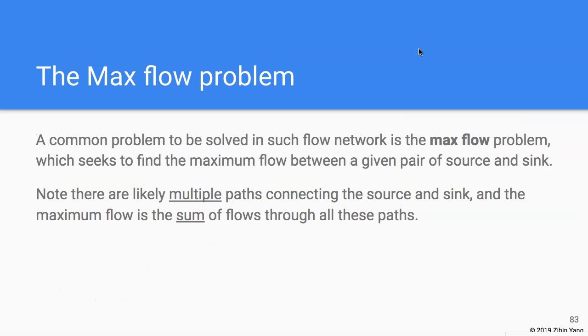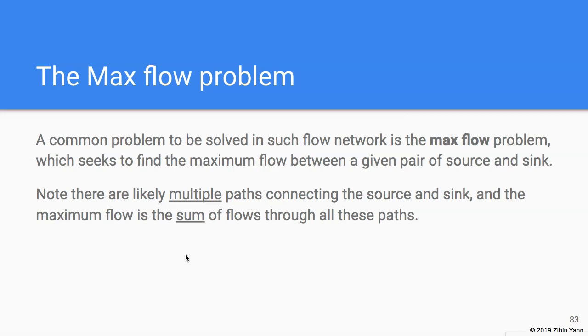With a flow network, one of the most common problems we want to solve is what's called the max flow problem. The max flow problem is basically: given a source and a sink, what is the maximum amount of material that can be sent from the source to the sink? One thing I just want to point out is that, as we said before, there can be multiple paths that connect the source and the sink.